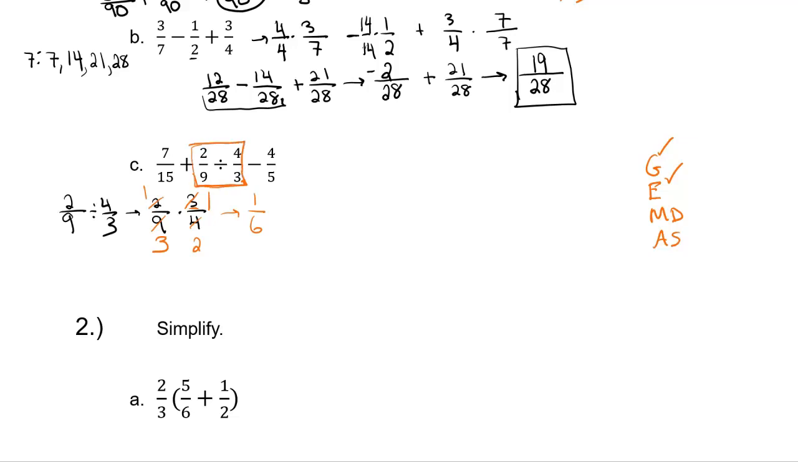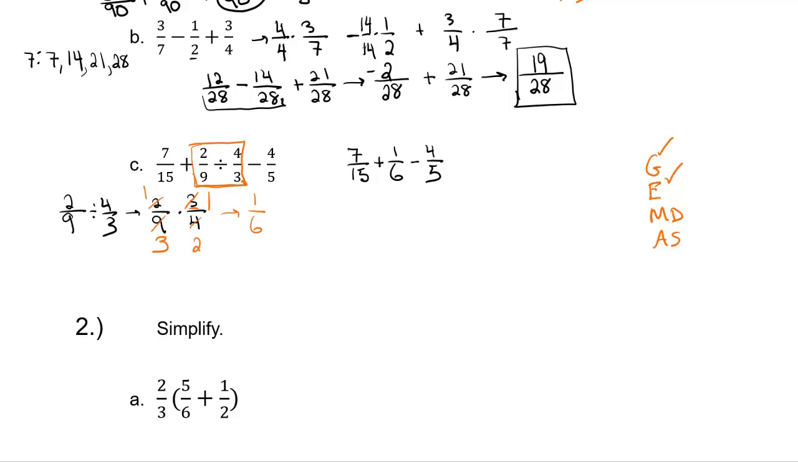So 1/6 replaces these two fractions. So I need to rewrite. So I have 7/15. This is positive, so it's a plus 1/6. So if that had been a negative 1/6, I would have 7/15 minus 1/6. So the sign in front of a number is the operation for that number, okay? And then we have minus 4/5.